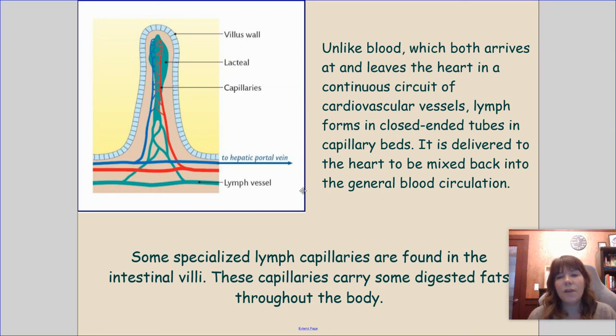So we have this lovely villi that collects nutrients and transports them around our body. Especially, like I said, the lymph lacteals are found in the intestinal villi, and they are meant to carry the fats around your body. So if you could draw that picture into your notes, I would greatly appreciate it.